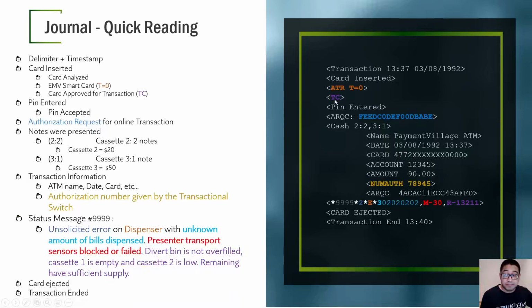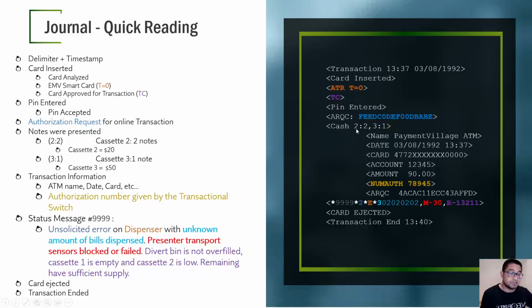We know that the card is a smart card. Then we have TC. TC means that the card was approved for transaction. If we found here, for example, AAC, we will know that this AAC means that the card was rejected. So anything below that until the delimiter, we will not be interested in, because we know that the card was not accepted for the transaction. But we have TC, so we will keep reading.